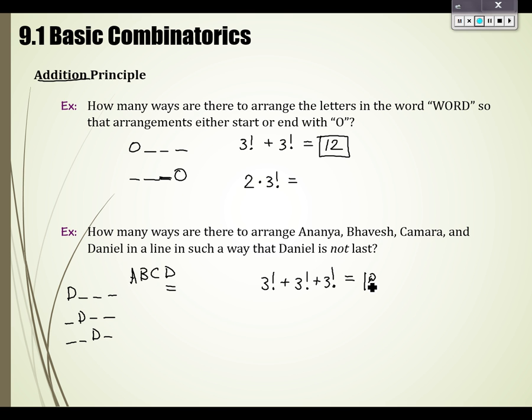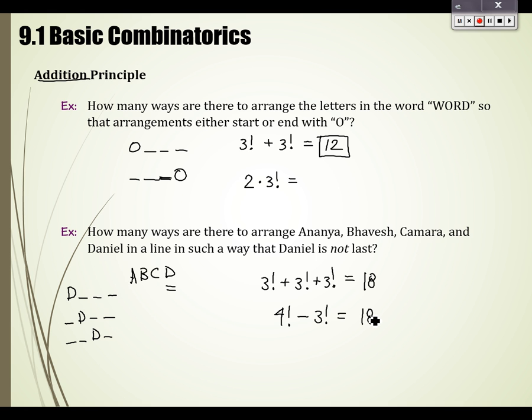Do you have a slicker way to do that than what I just did? Yeah. You could say that there are a total of 4 factorial possibilities, and 3 factorial of those possibilities you're not allowed to have. So 4 factorial minus 3 factorial. I kind of like this, and this will become handier as we get into problems where it would save us more time. Here it doesn't save us that much time, but does it make sense, his calculation, and why that should come out to 18 also?